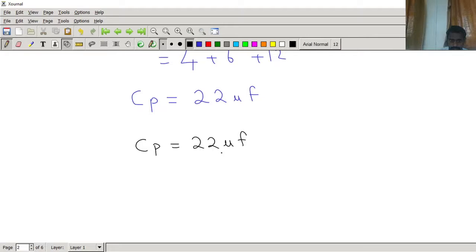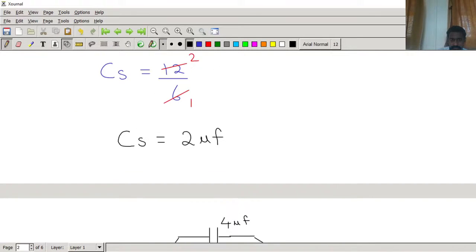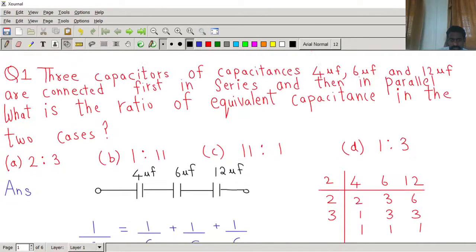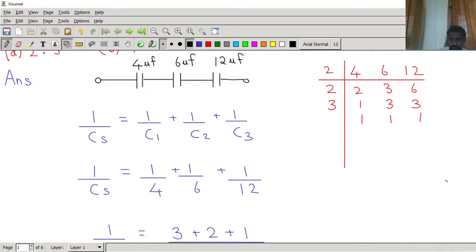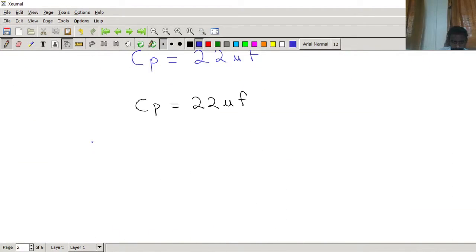Now you can see that the answer in parallel is 22 microfarad, and in series we have 2 microfarad. The question asks for the ratio of equivalent capacitance, first in series and then in parallel. So in series we are getting the answer of 2. Let us see what the answer will look like.